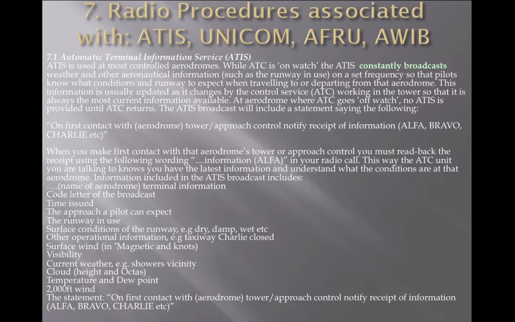Information included in the ATIS broadcast includes: name of the aerodrome and the terminal information, code letter for the broadcast, time issued, the approach a pilot can expect, the runway in use, surface conditions of that runway, other operational information, for example whether taxiways are open or closed, surface wind in degrees magnetic and knots, visibility, current weather, cloud height and octas, temperature and dew point.